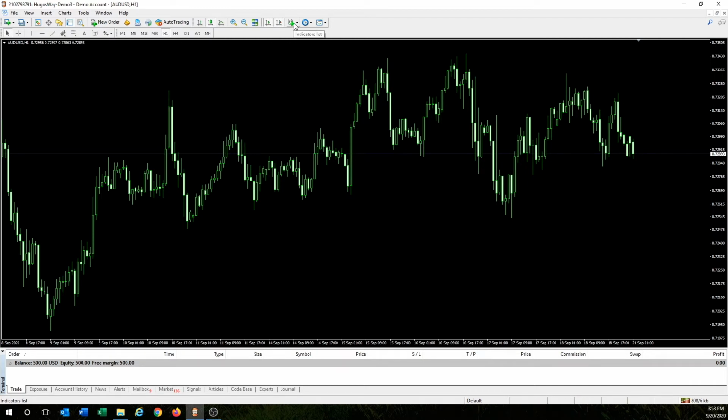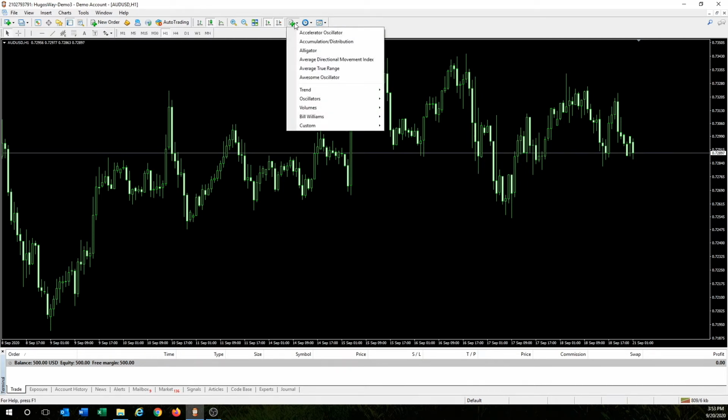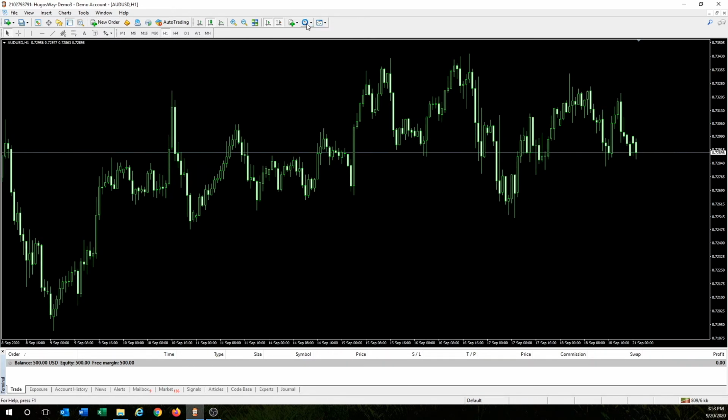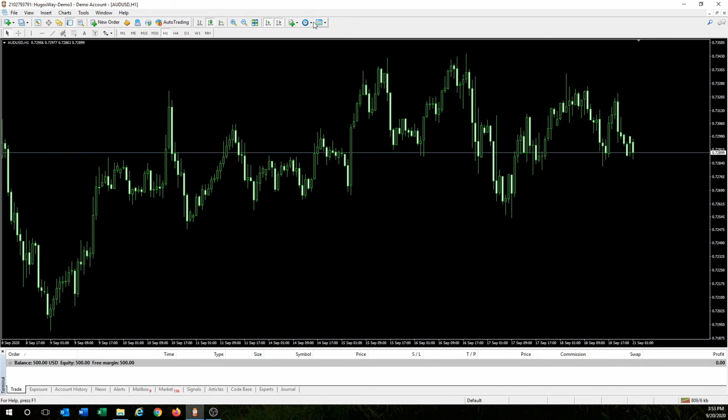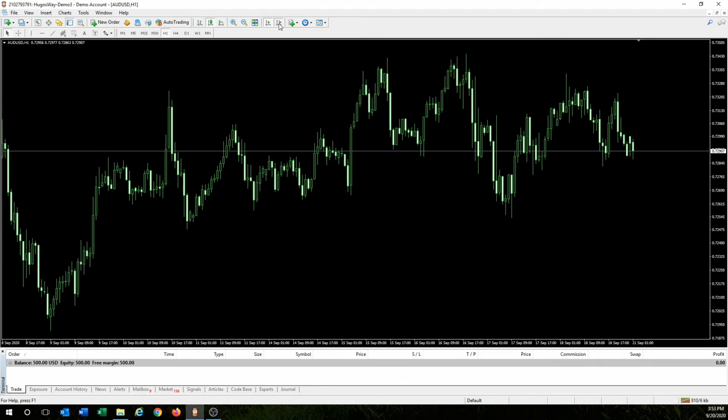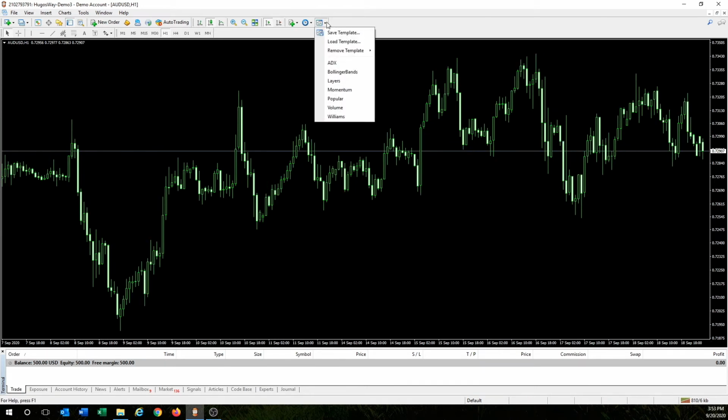Okay, so the next button here, indicators. We don't need to talk about this right now. Time charts. This represents each one of these bars. You can use this button, but it's also displayed right here, and I prefer you guys to use this shortcut. Right here, this is just to save a template. We don't need to worry about that right now. I might show you later.